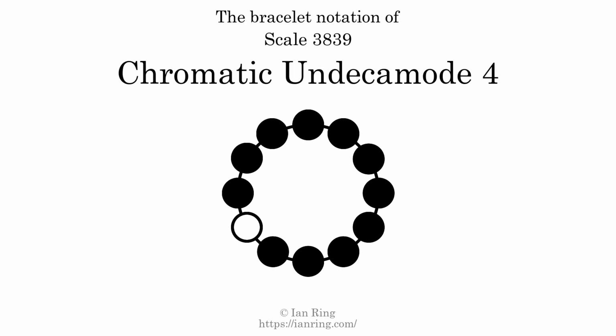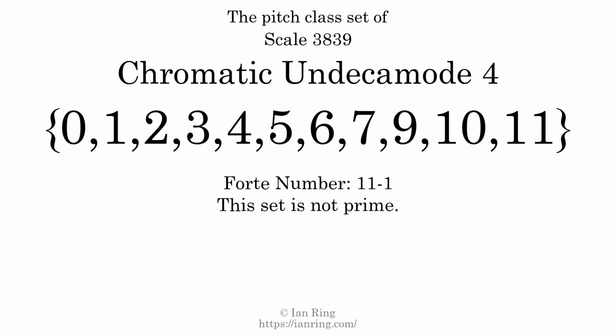This is a bracelet notation diagram of scale 3839. The shaded circles represent tones that appear in the scale, and they are read clockwise, starting at the top. The pitch class set for this scale is 0, 1, 2, 3, 4, 5, 6, 7, 9, 10, 11. The Fort class is 11, 1. This set is not prime.